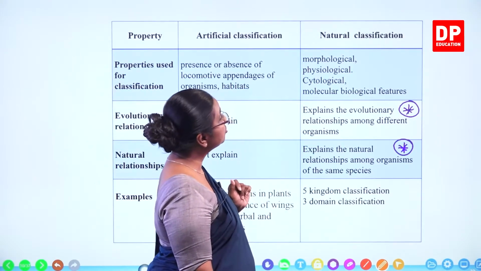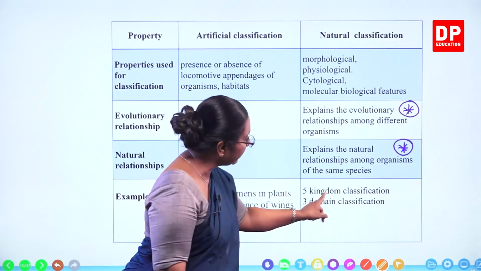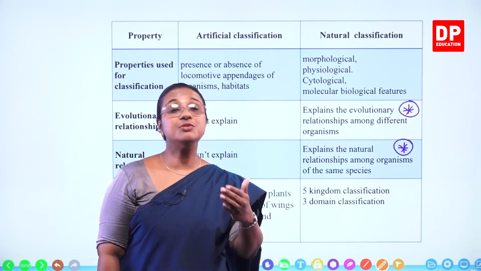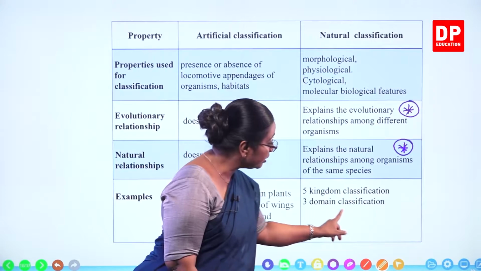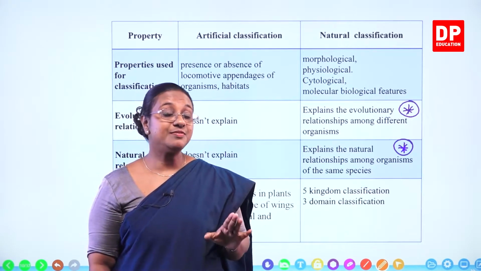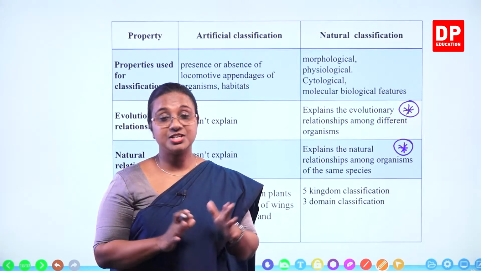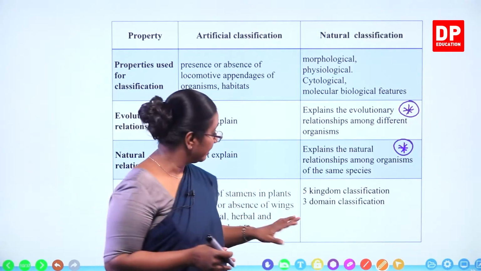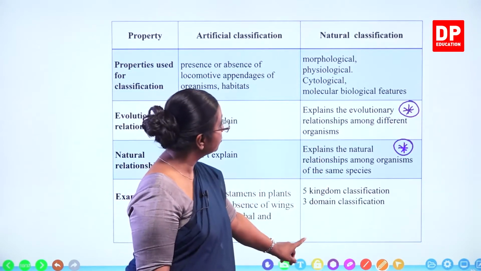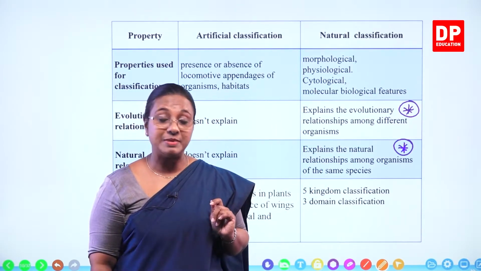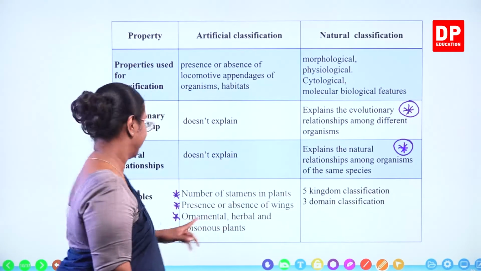But if you take the natural classification, we will need to know about 2 classifications. The 5 kingdom classification, I will just introduce that concept to you all. We will not be discussing that in detail, but the 3 domain classification, that is the classification that we use currently. The scientific natural classification that is used now. So we will be going into detail about the 3 domain classification. So those 2 are natural classification methods. With that introduction, students, I will move on to the next slide.